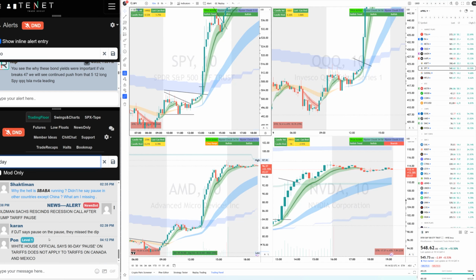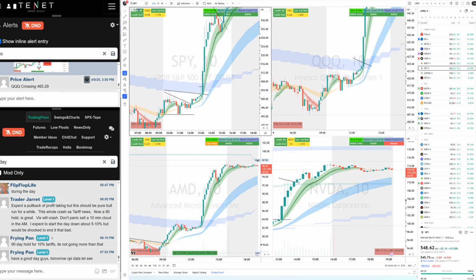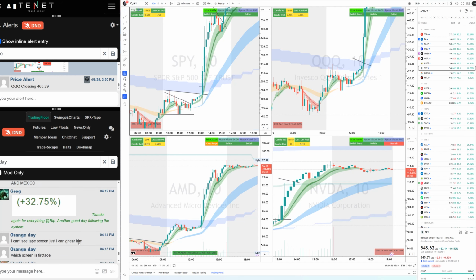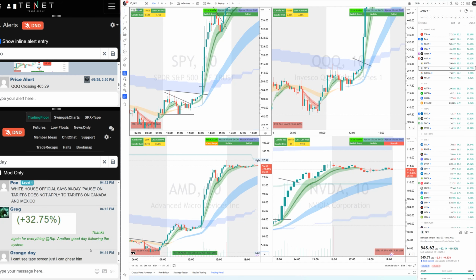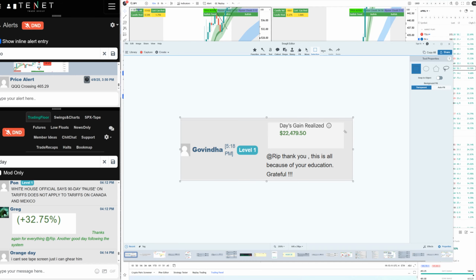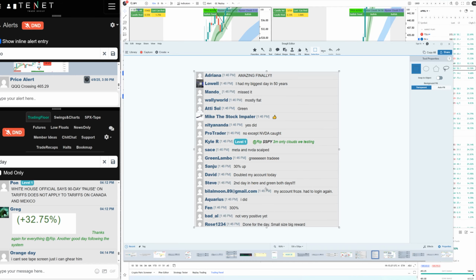Amazing day. Let's look at the options. This was one of the crazy days. Traders literally grew their accounts exponentially today. Greg grew his account 32%. Govind made 22,000. Sanju's account was up 30%. David doubled his account. Steve was in the community, second day green. Fen went 300%, right? Lowell made his biggest gain in 50 years, right?